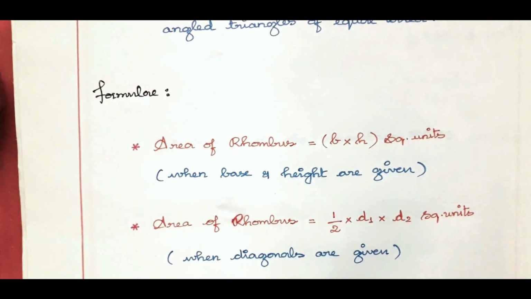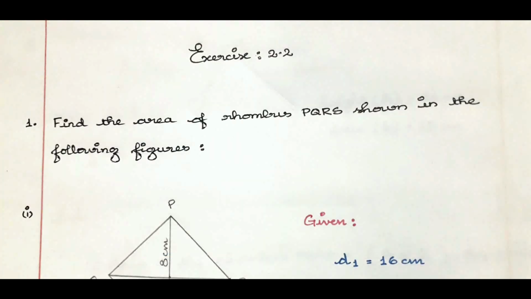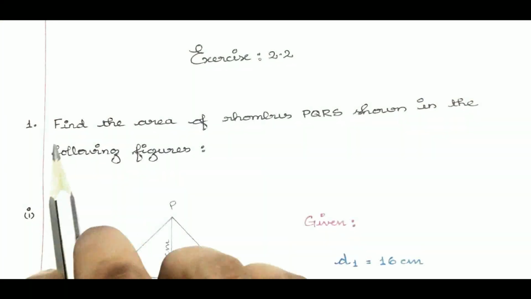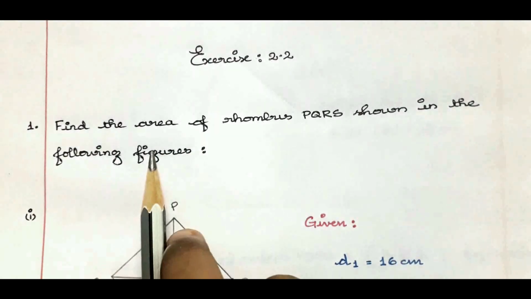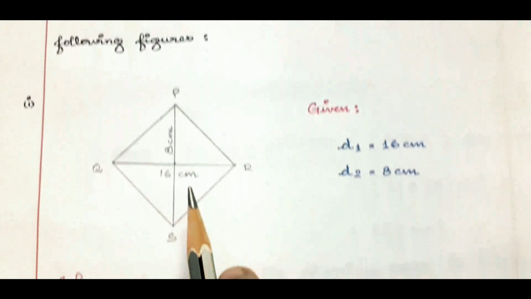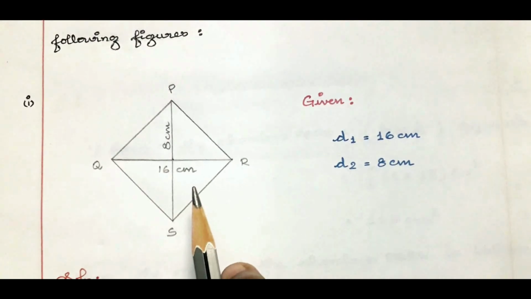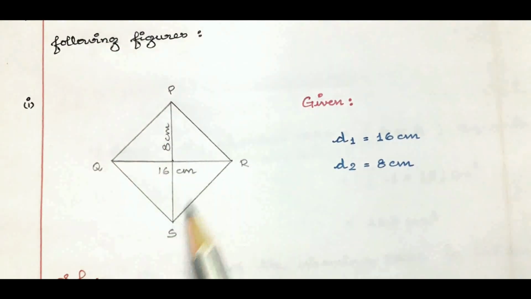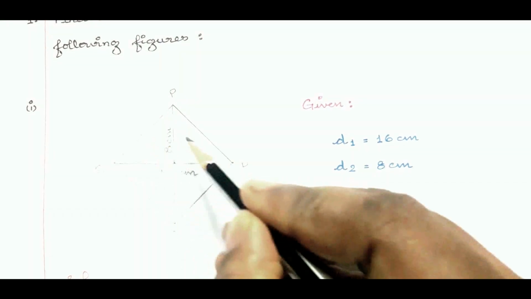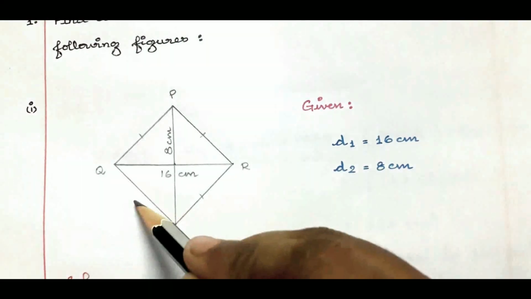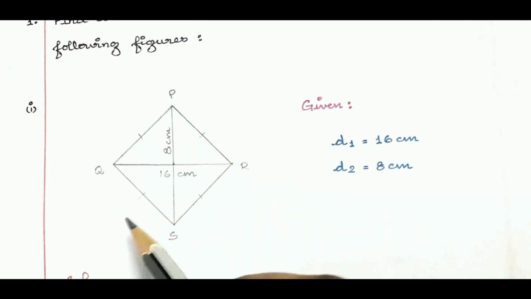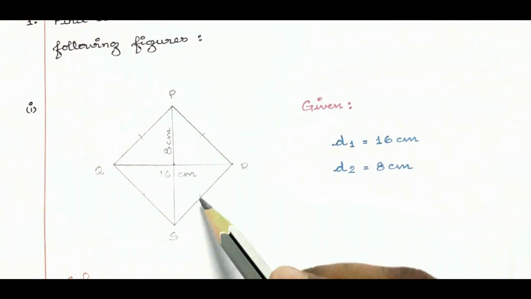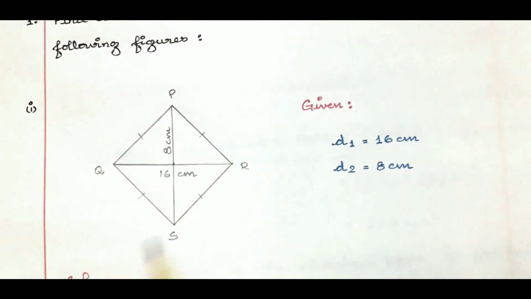Clear? Yes. Now exercise 2.2, first question: find the area of rhombus PQRS shown in the following figures. The figure is given here. In the first figure, this is a rhombus. Since we know that all the sides will be equal, whenever single marks are given like this on all sides, it means that all the sides are equal.